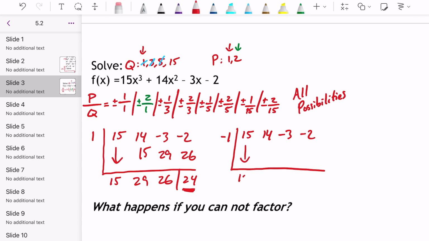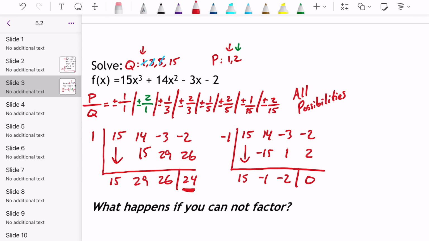Bring down the 15. This would be negative 15. Negative 1 and positive 1 is a positive 1. This would leave us with negative 2, positive 2. Keep in mind, we end up with a remainder of 0. We know that x equaling negative 1 would be a factor of this entire polynomial.